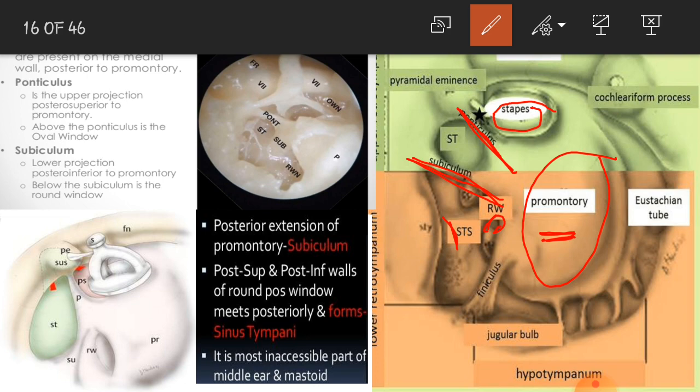One is postero-superior, the other one is postero-inferior, and they are present here. You can identify them well. This is the ponticulus, this is the subiculum. Okay.